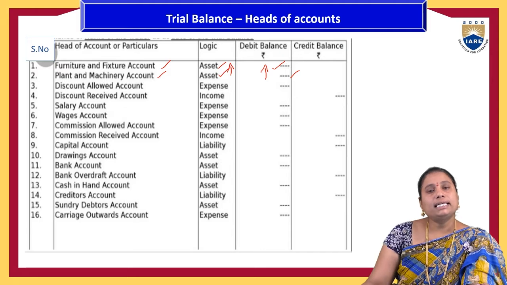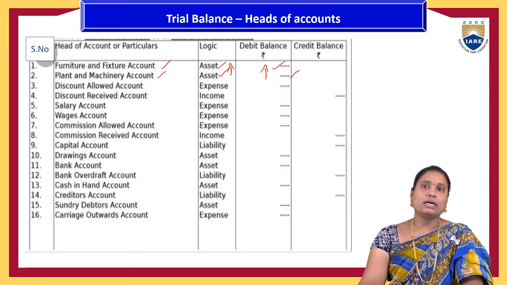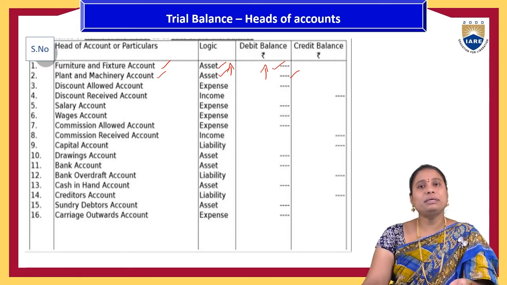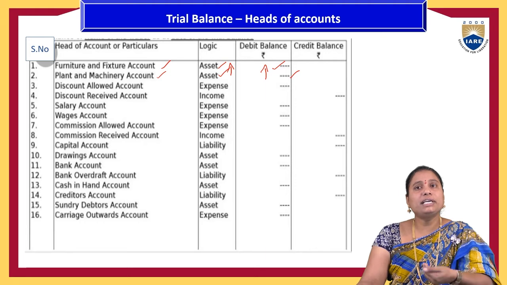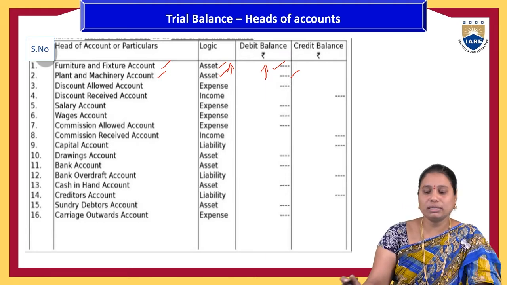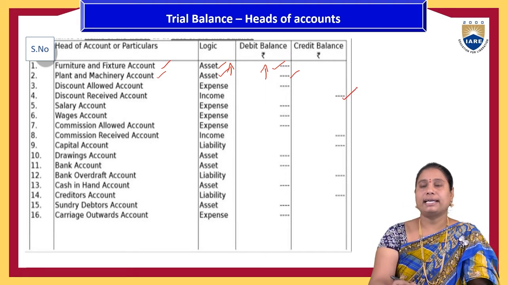And next thing, discount allowed by the organization. Discount allowed, for the organization, is an expense. The organization is giving that benefit, so givings always come under credit.